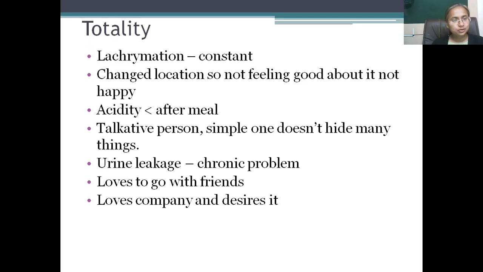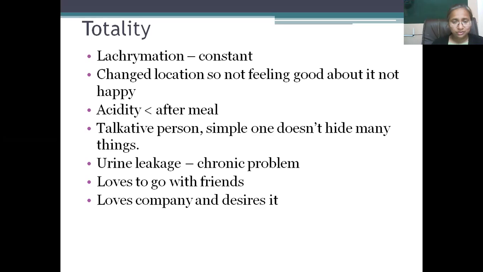So see, what is the totality? The chief complaint for which she came to me was lacrimation. Then she said, I have changed my location, so she has this not feeling good feeling. Then acidity, which is aggravated, especially after meals, after lunch. Talkative person. She is a simple one. When I met her, I just felt she is a simple one. She doesn't hide. She told me everything in one go. She has this urine leakage, which is a chronic problem.